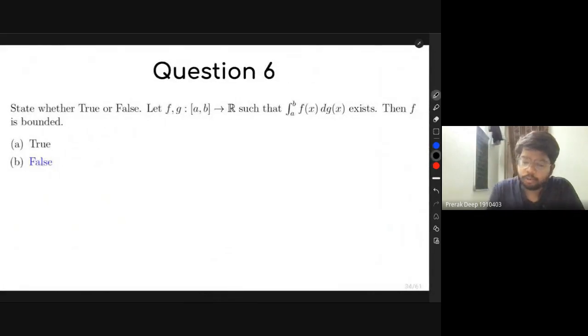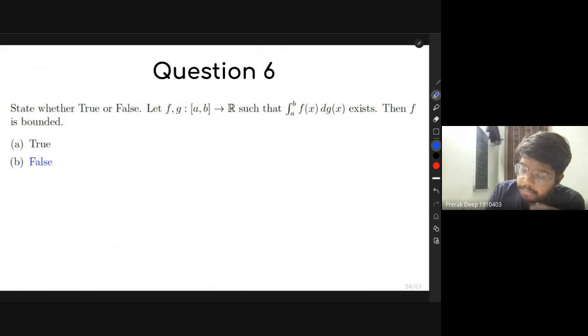Okay, now let's discuss question number 6. In this question, we have two functions f and g defined on [a, b] to R such that the integral of f(x) dg(x) exists. Then it is claimed that f is bounded. So it is again a true and false type question.